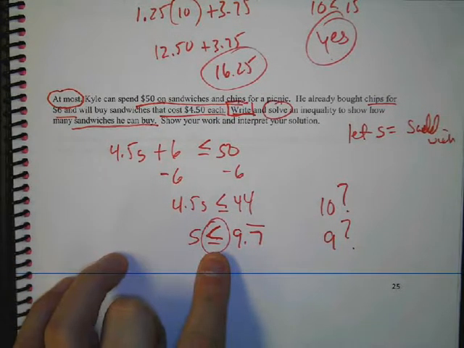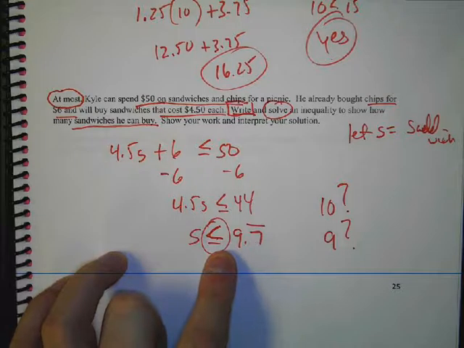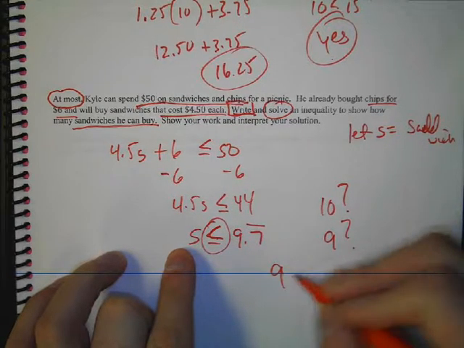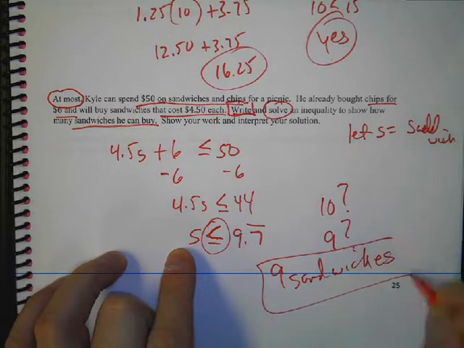Because it's less than, sandwiches has to be less than. And you won't buy 9.7 sandwiches. You won't buy 9.5 sandwiches. The most you could buy would be 9. It's not a rounding issue. Okay, because I know some of you may be inclined to round that up to 10. But the problem is that the inequality fixes that.